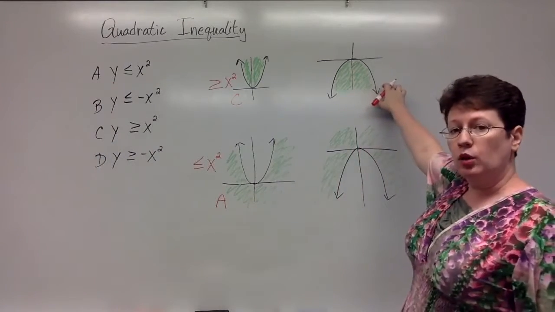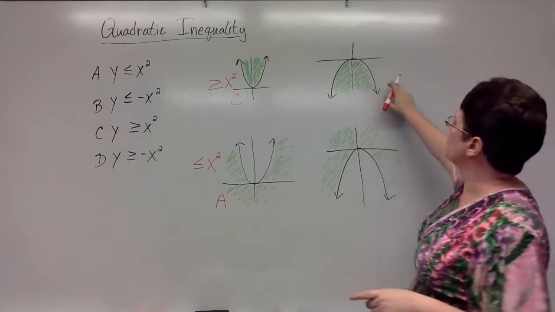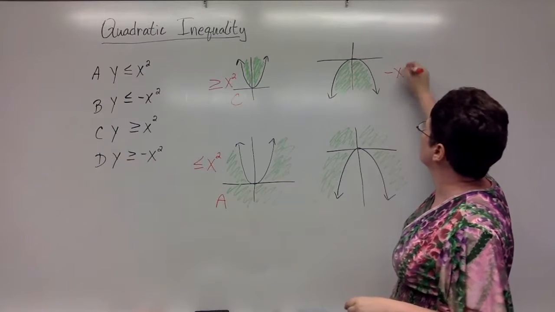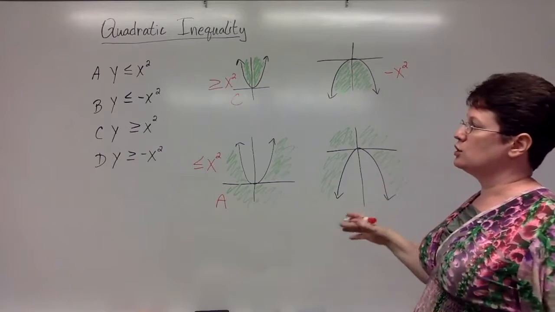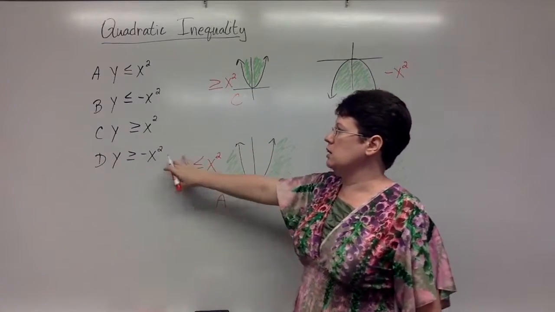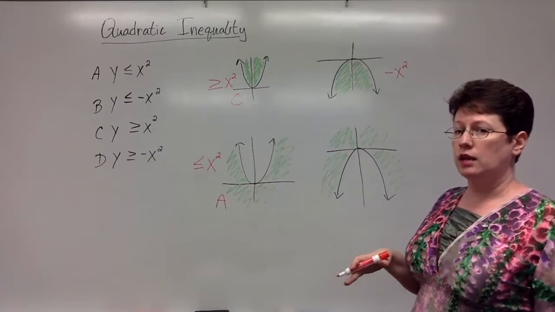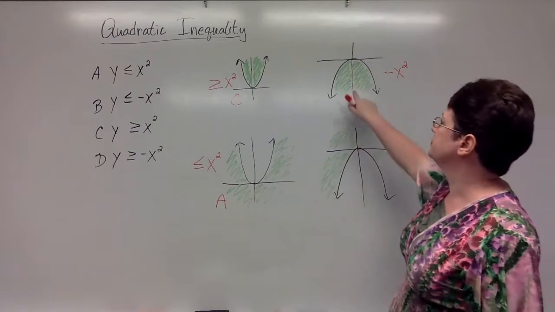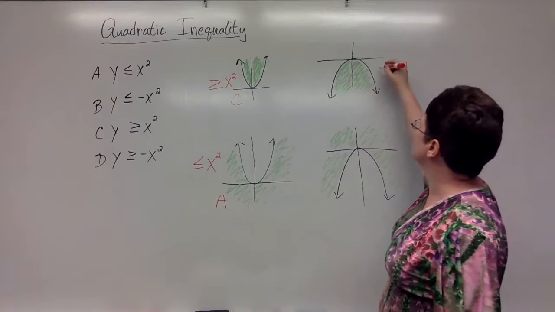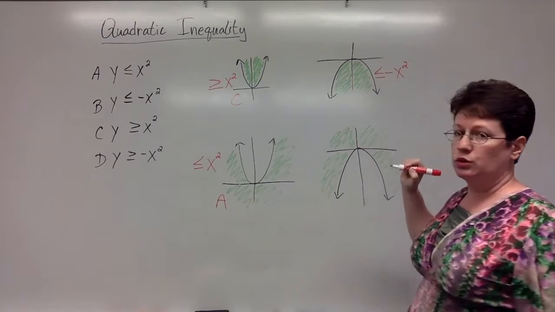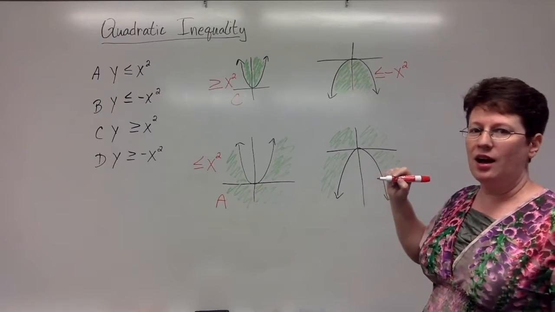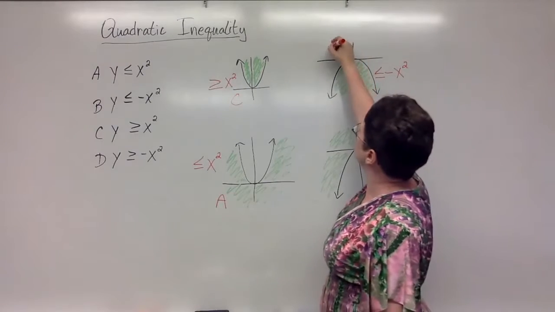Now I have a parabola going down. A negative parabola means a negative x squared. So I know it can only be B or D. Now which part of the y-axis is shaded? The top or the bottom? The bottom is shaded, so it has to be less than or equal to. Yes, this is answer B.